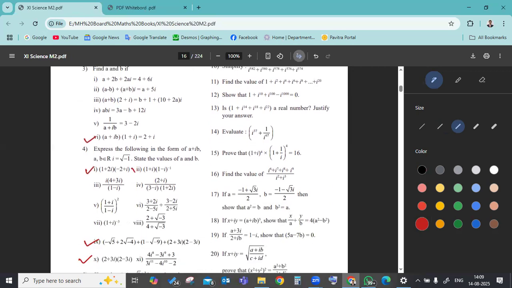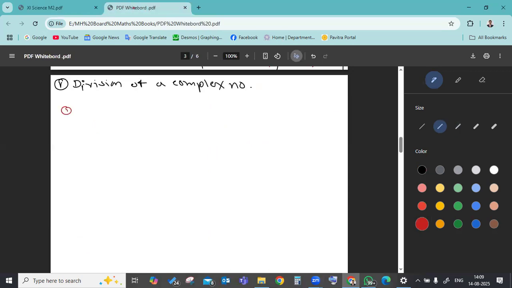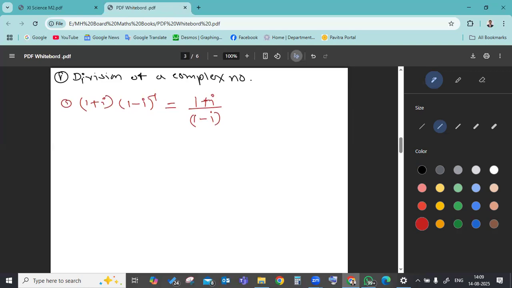Which one? This one: 1 plus i into 1 minus i raised to -1. Now we know power -1 means what? It will go in the denominator, 1 minus i raised to power plus 1. So 1 plus i divided by 1 minus i. Understood this or not?